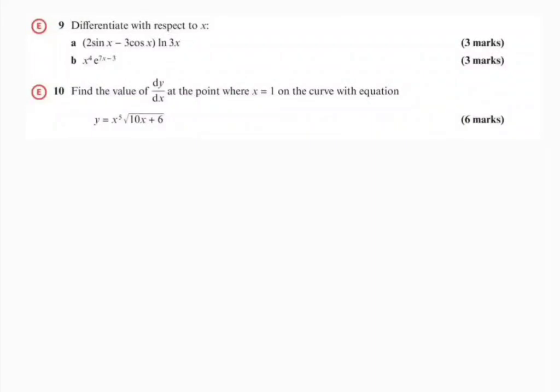This video is on exercise 9D, questions 9 and 10 of A-level Maths Pure 2 textbook. So mostly these equations can be differentiated by using the product rule and the chain rule.